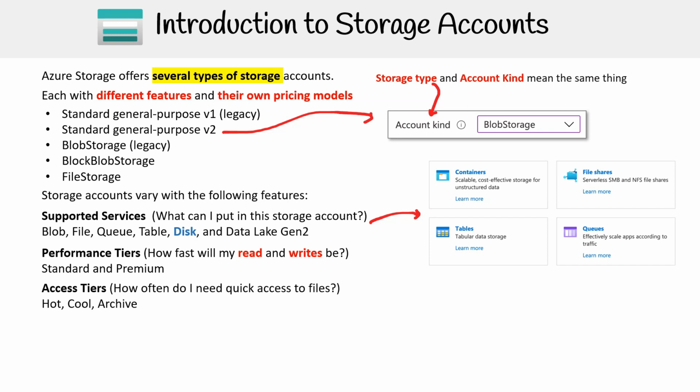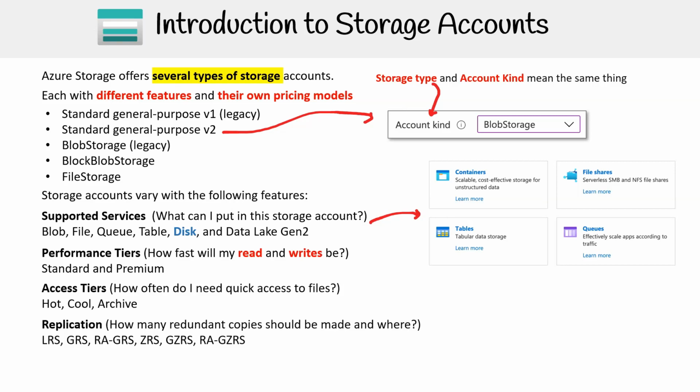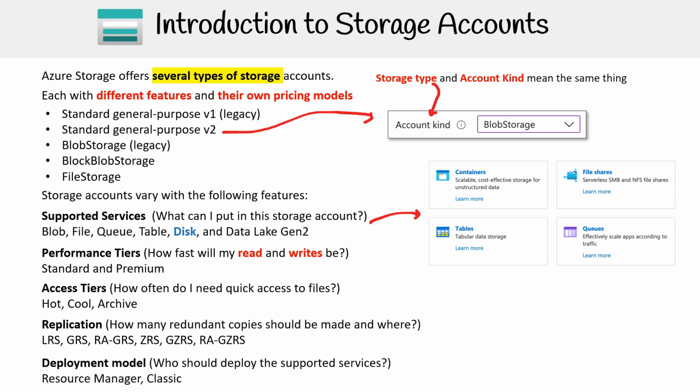Access tiers. How often do I need quick access to files? The tiers are Hot, Cool, Archive. Replication. How many redundant copies should be made and where? Azure provides various replication options including LRS, GRS, RA-GRS, ZRS, GZRS, RA-GZRS. Deployment model. Azure has two models, Resource Manager and Classic.